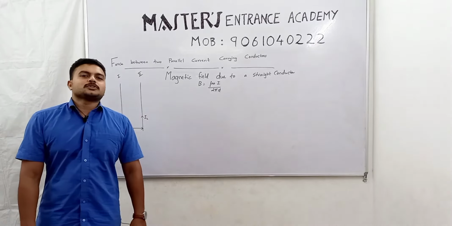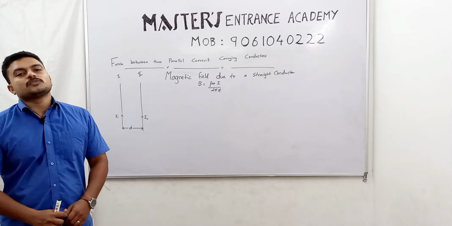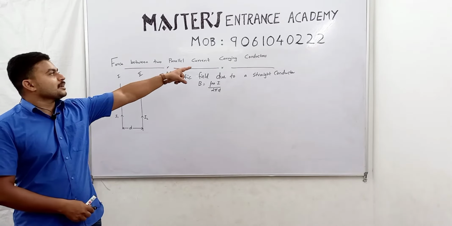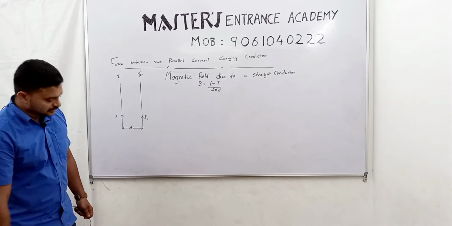Hi all, today we are going to discuss a major topic in physics, that is moving charges and magnetism. In that, the force between two parallel current carrying conductors. If two parallel current carrying conductors are placed like this, there is a force: the first conductor will exert a force on the second conductor and vice versa. That we are going to discuss.